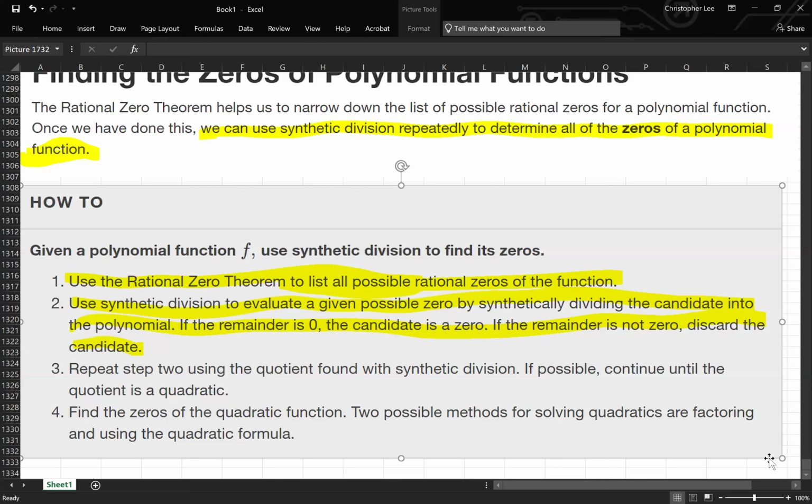Once the quotient is a quadratic, you already know: quadratic formula, complete the square, we're done. Find the zeros of the quadratic function. Two possible methods for solving quadratics are factoring and using the quadratic formula. Forget that. Use the quadratic formula or completing the square. Keep your life simple. Factoring can be challenging sometimes.